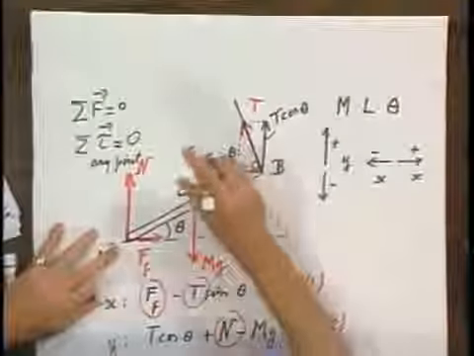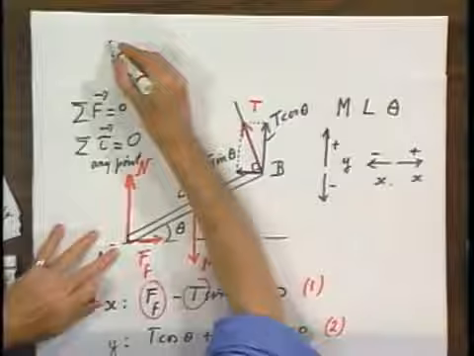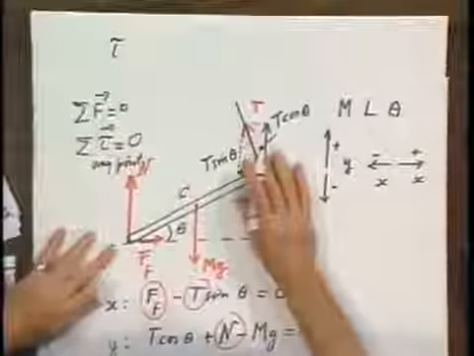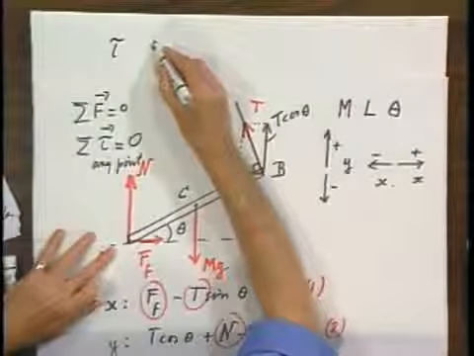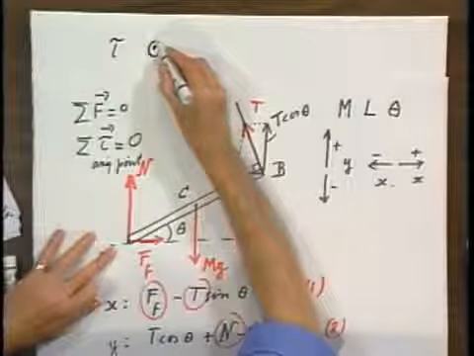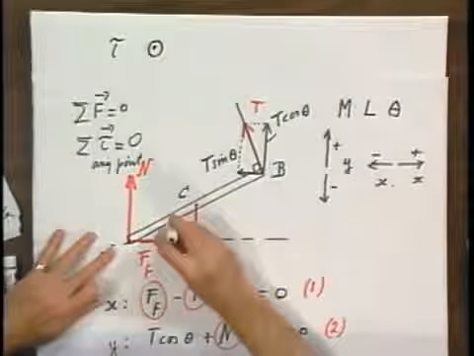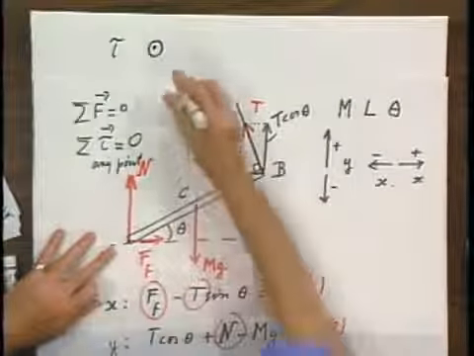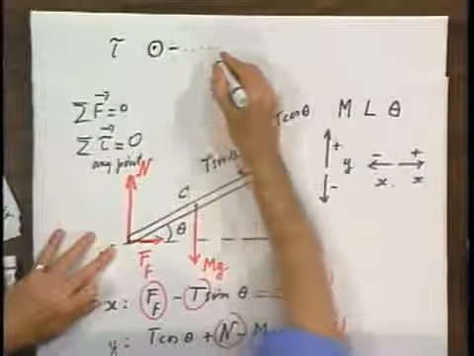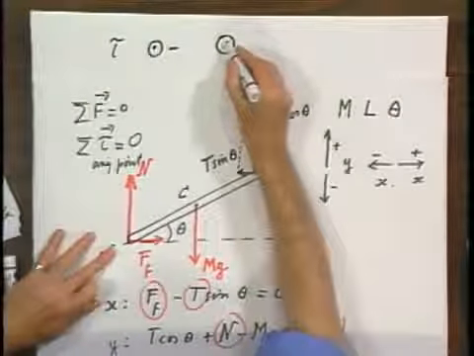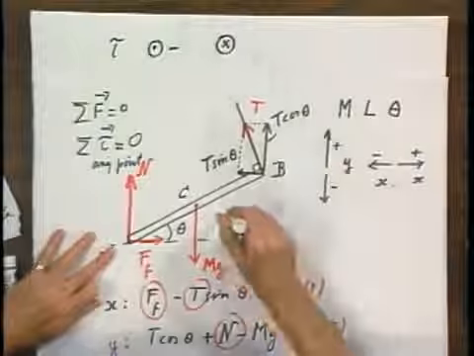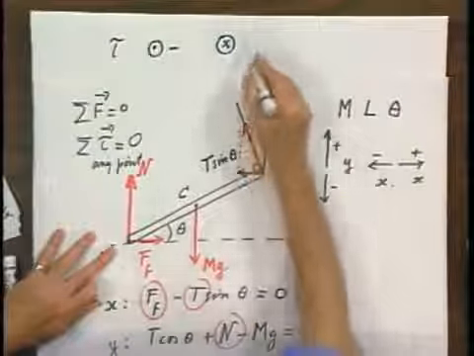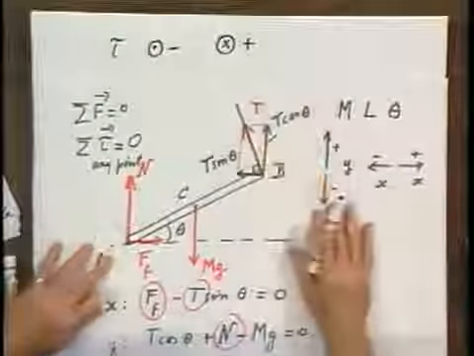Let us adopt a convention. I will call a torque that is perpendicular to the paper and coming out of the paper upwards, I will call that minus, and I will call a torque that goes into the paper, down into the paper, perpendicular to the paper, I will call that plus.